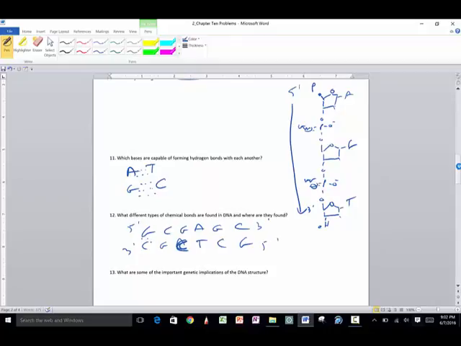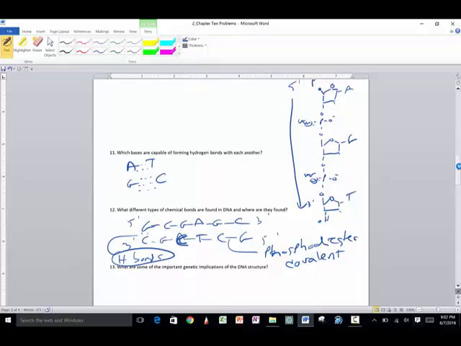So we got hydrogen bonds. And then we've got, these guys are phosphodiester bonds. I think that's about it. And the key is that these are covalent. And H bonds are H bonds.